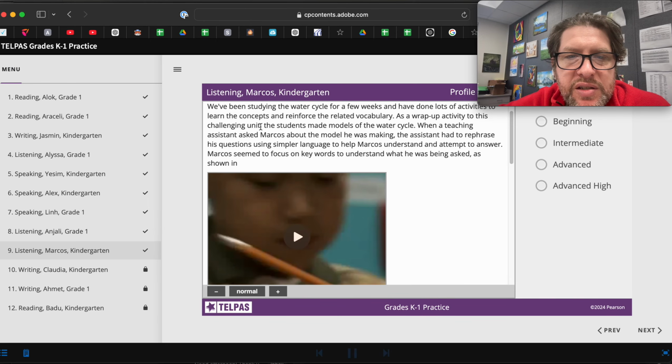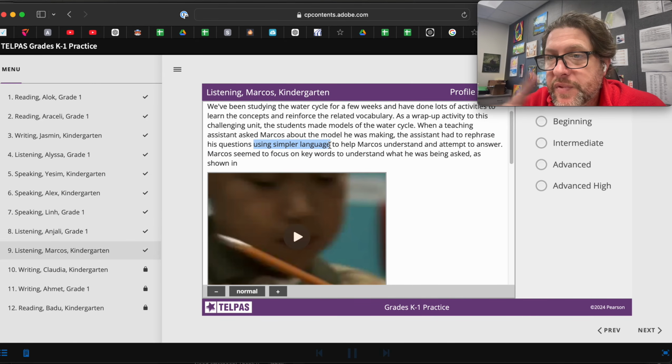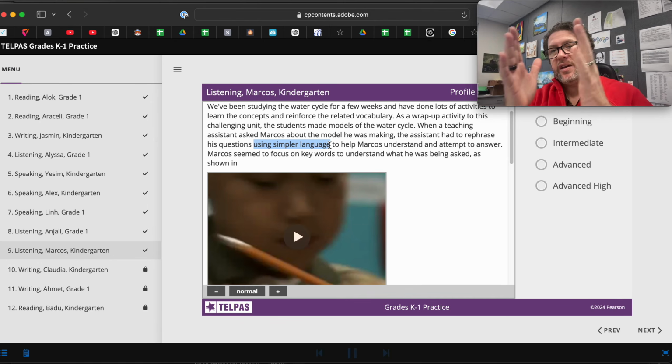When a teaching assistant asked Marcos about the model he was making, the assistant had to rephrase. Okay, here's what we're looking for. So we're having to rephrase his questions using simpler language. Another key. So they're having to take the language level down.